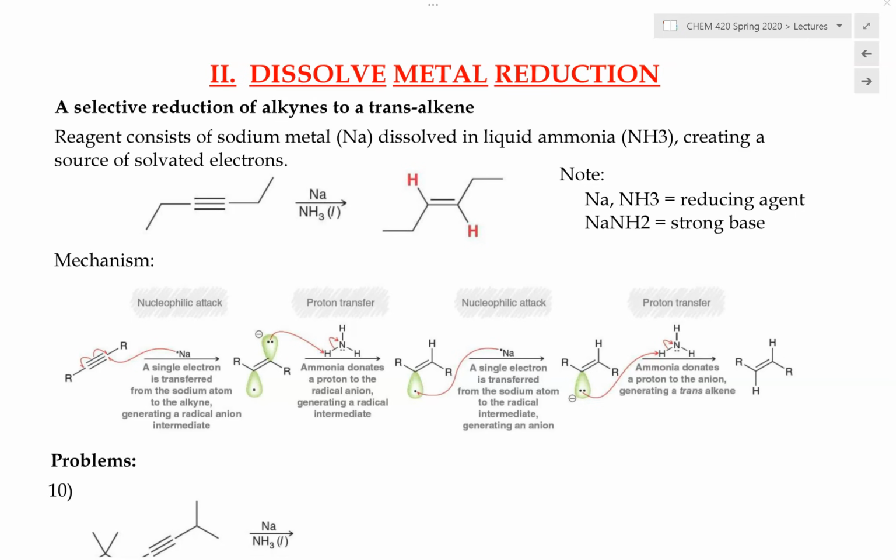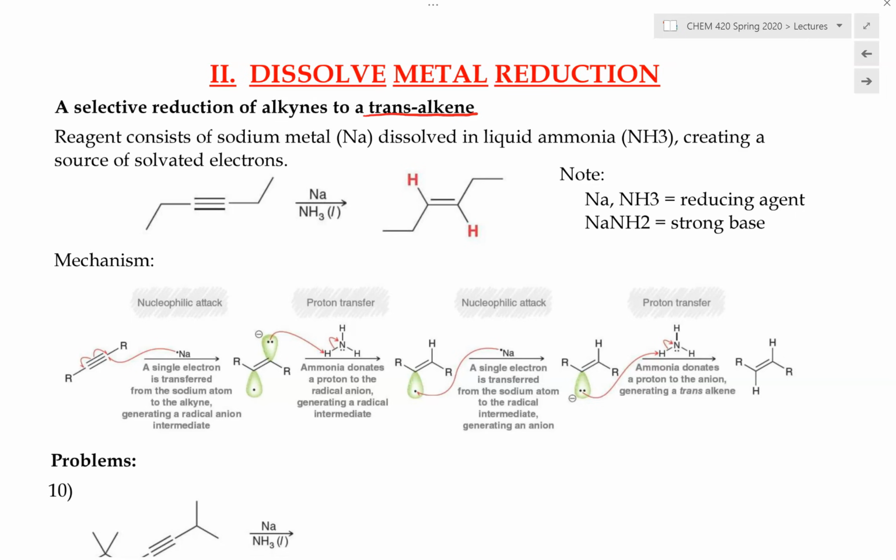Hi, in this lecture video, I'll be discussing dissolved metal reduction, which is a type of selective reduction of an alkyne to a trans alkene. We have seen previously that an alkyne may be reduced to an alkene, and it will be reduced to a cis alkene by doing hydrogenation in the presence of Lindlar catalyst. Here, we are investigating another way to reduce an alkyne into a trans alkene, in case the trans alkene is what we're going after.